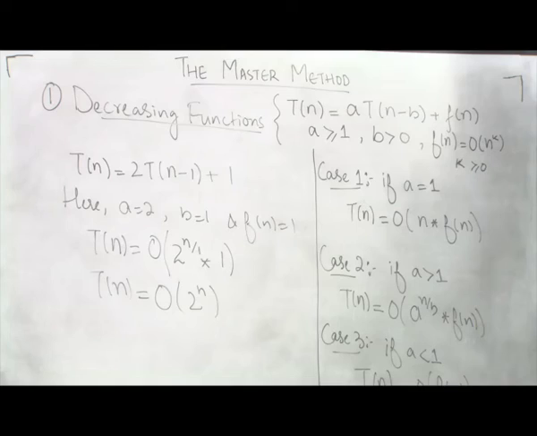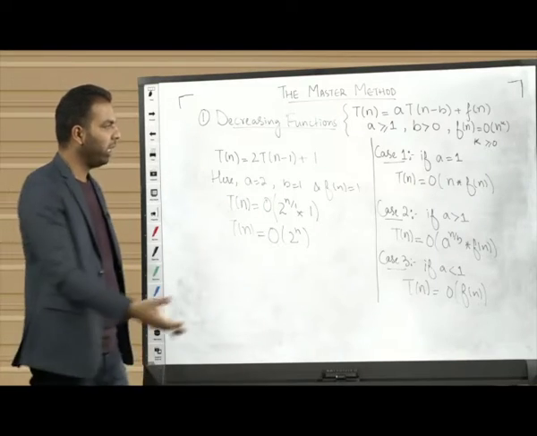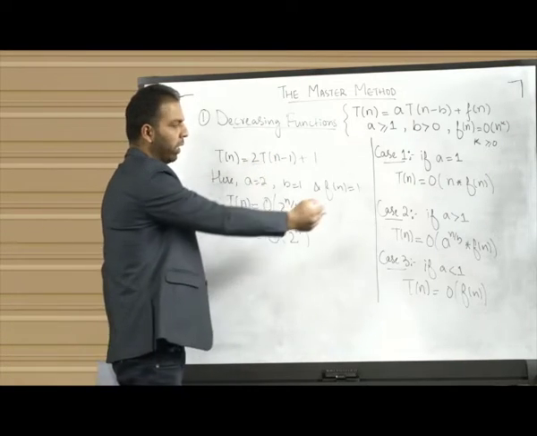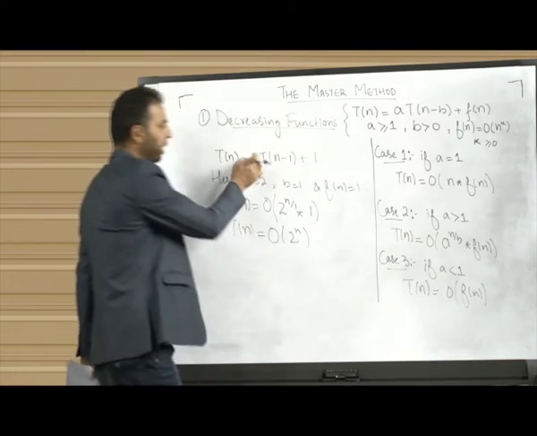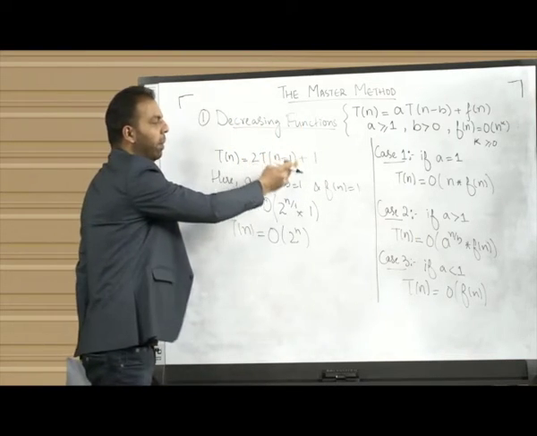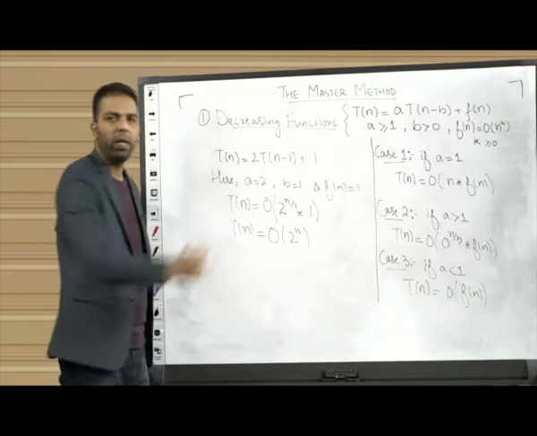Fine. So we don't have to solve it. We just have to see the coefficient. If it is greater than 1, we have to take this case. We have to take this coefficient raised to the power n divided by b. Whatever is here, this is n, and divided by b.